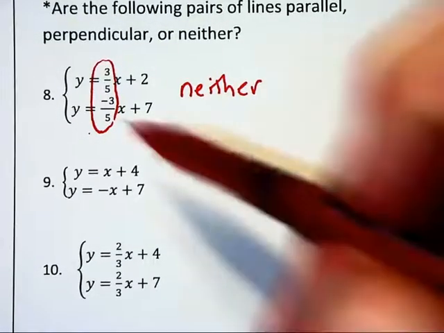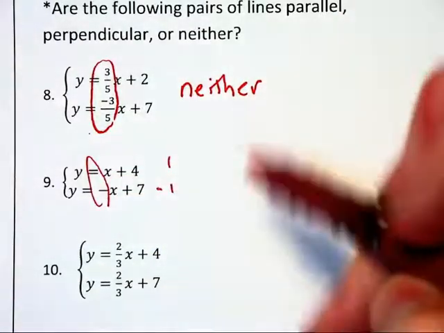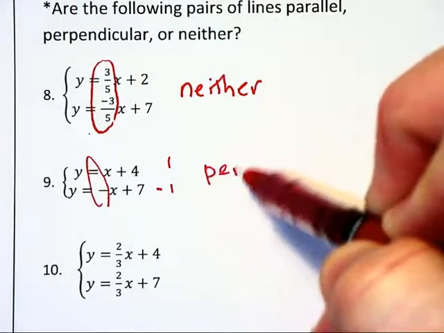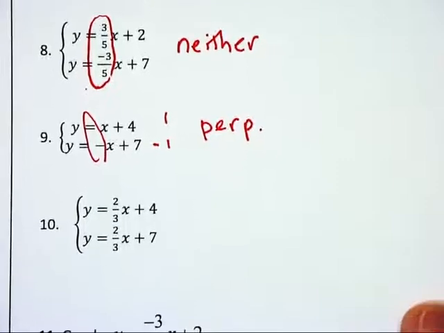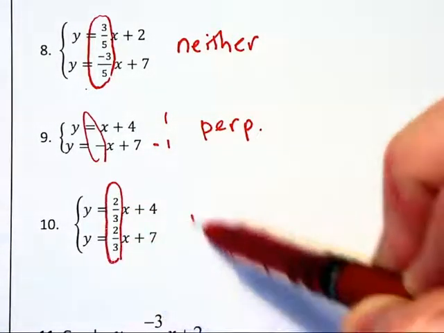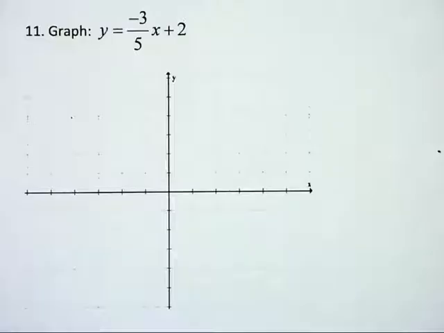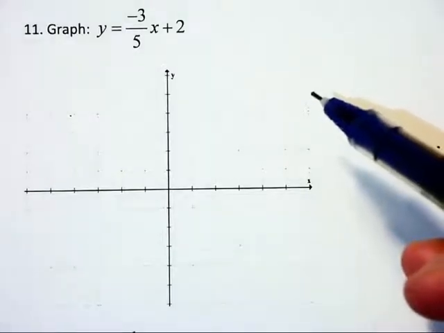In the second problem, the slopes are 1 and -1, which are negative reciprocals of each other, and so the two lines are perpendicular to each other. And I think it's quite easy to see that we have the same slope on number 10, and so these two lines are parallel. The slope-intercept form of a line is very useful for graphing a line.